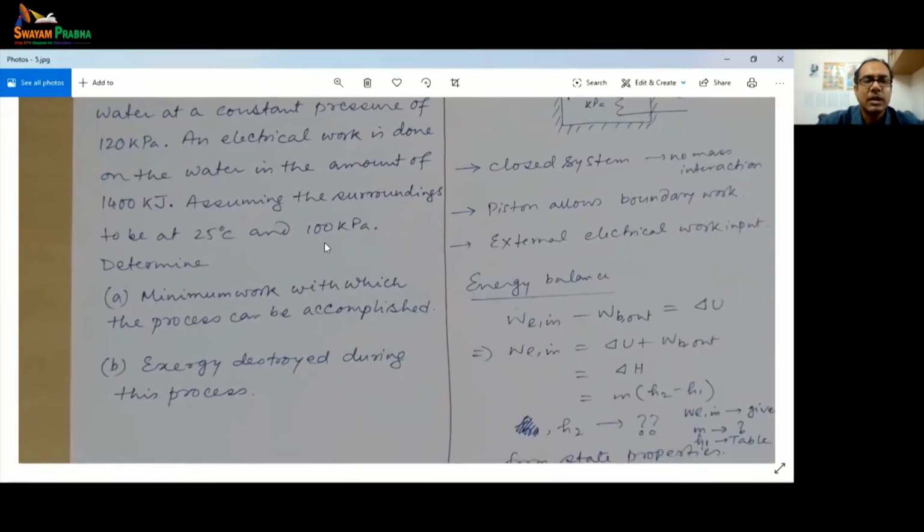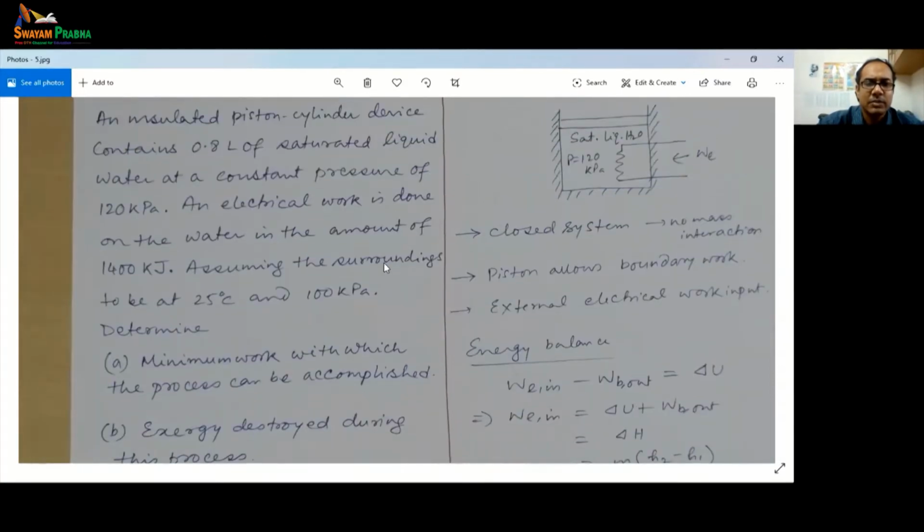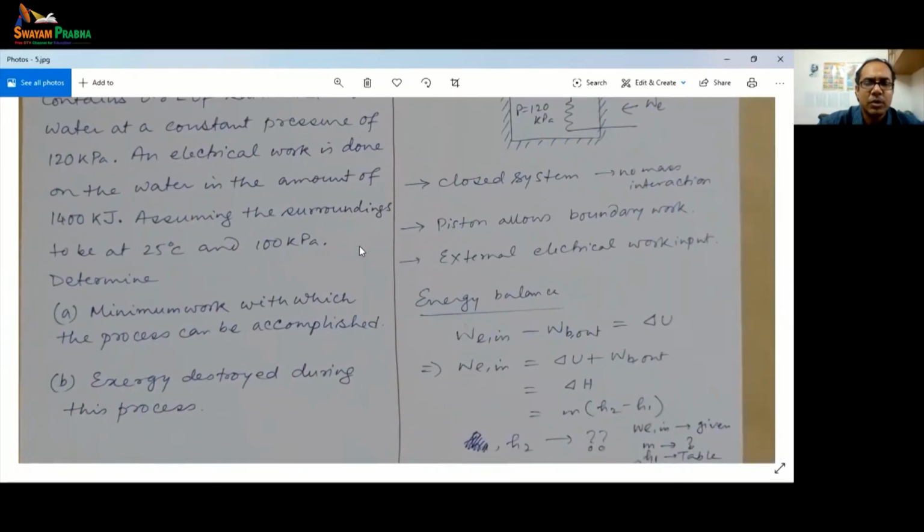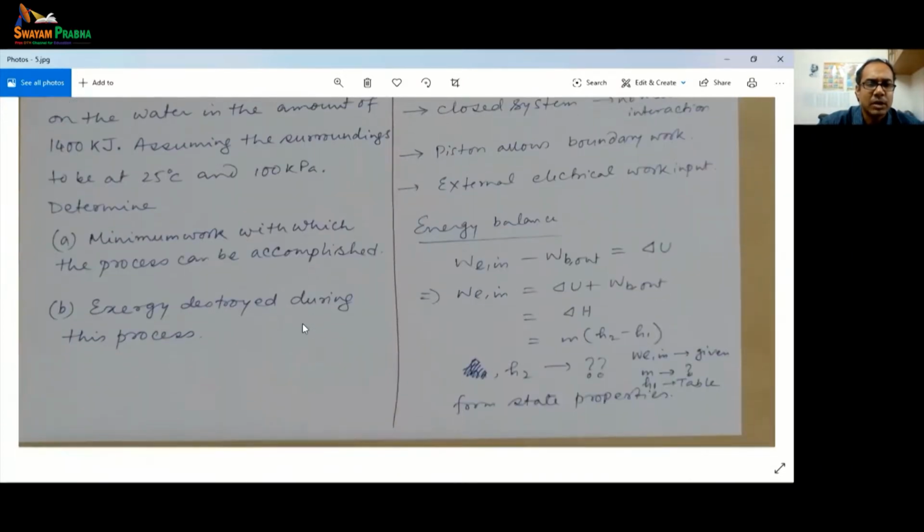Assuming the surroundings to be at 25 degrees centigrade and 100 kilopascal, determine the minimum work with which the process can be accomplished. Again from the entropy chapter, you know minimum work is meant when the process is reversible. Okay, so that's the condition of minimum work.